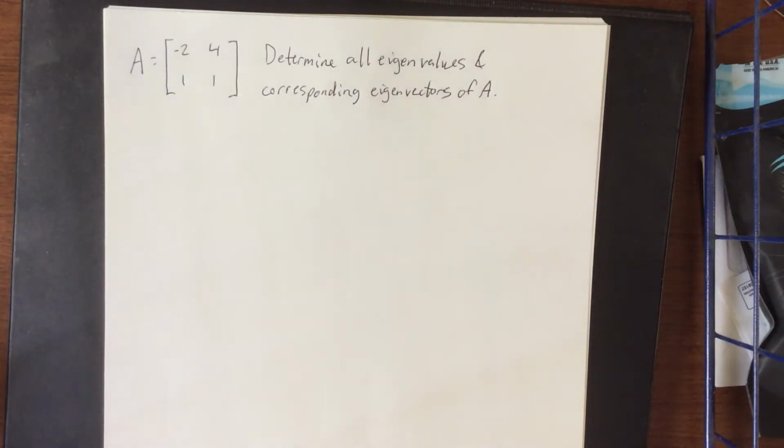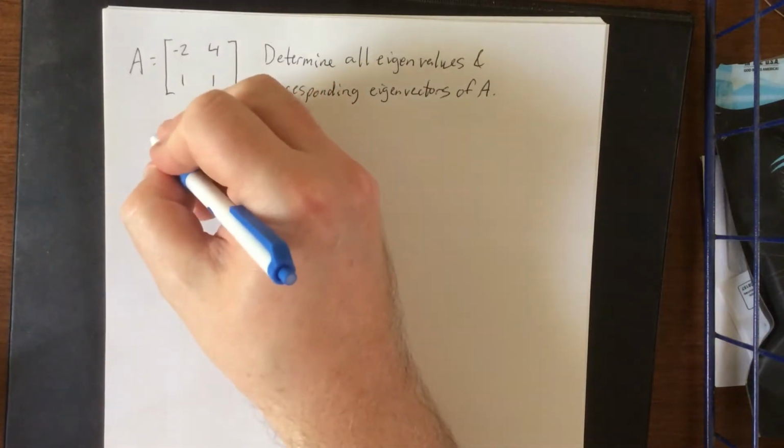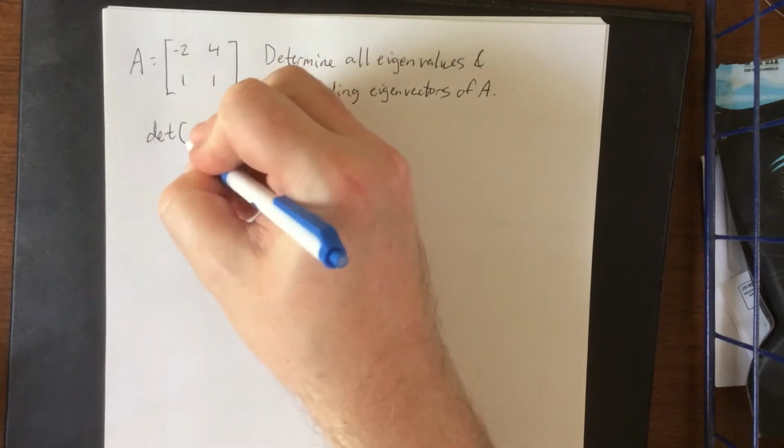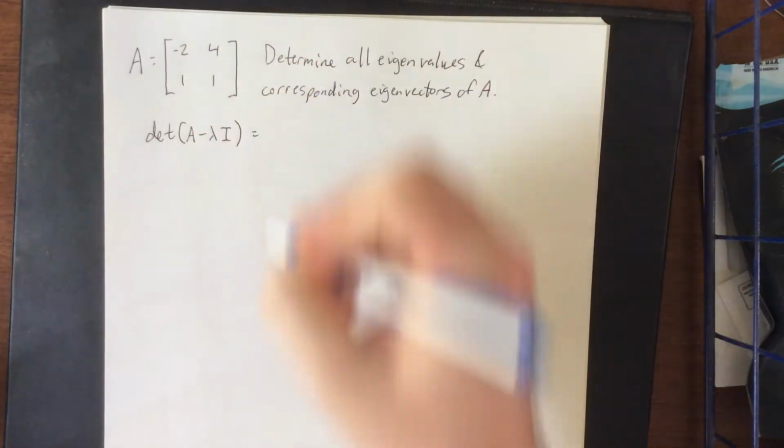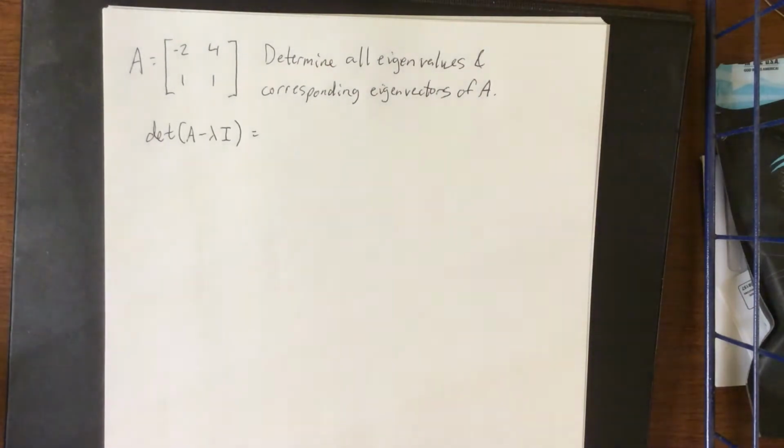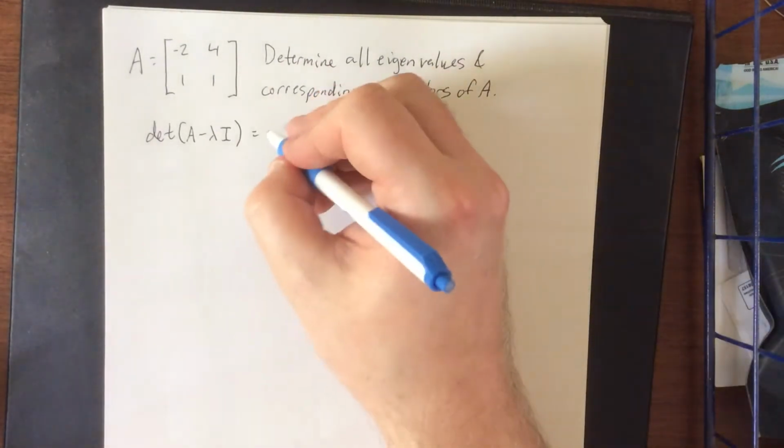So the first thing we're going to do is set up the characteristic polynomial of A, which of course would be the determinant of A minus lambda I. Or if you prefer, you could also do the determinant of lambda I minus A. No harm, no foul there.